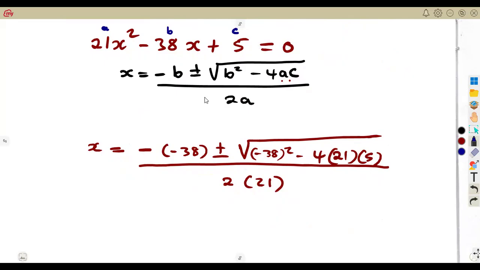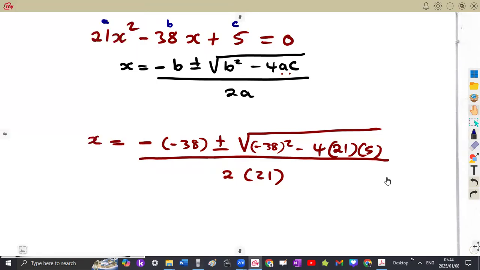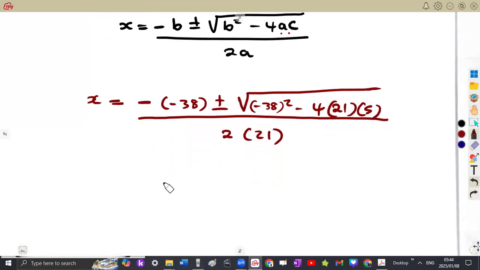All right, so this is what I'm simply trying to say. So this is it. That's minus 38 squared, these numbers under the square root, minus 4 times 21 times 5, like this. So as we can see, we're going to obtain 1024. All right, so that's 1024.